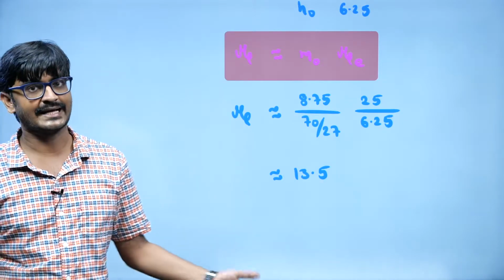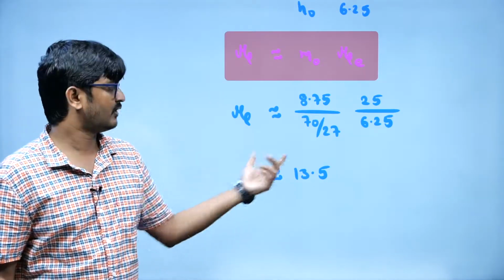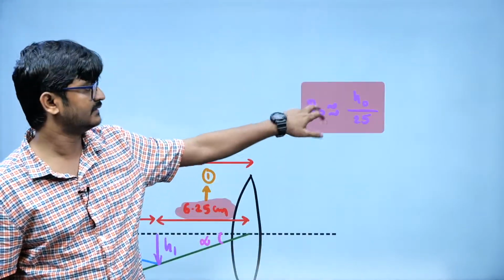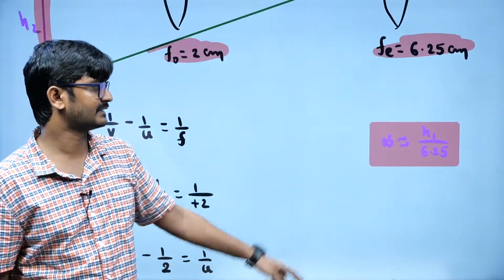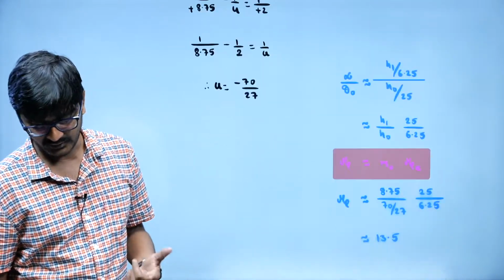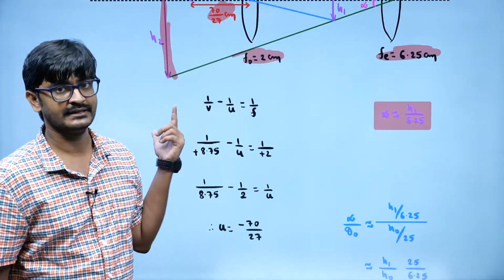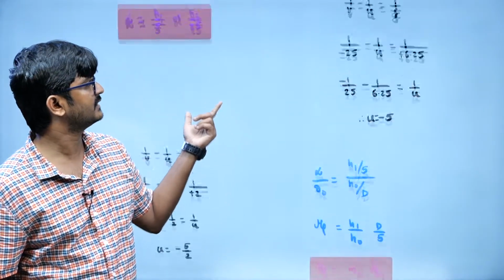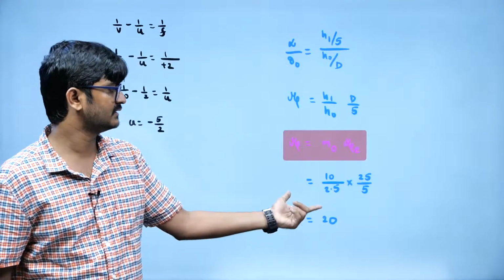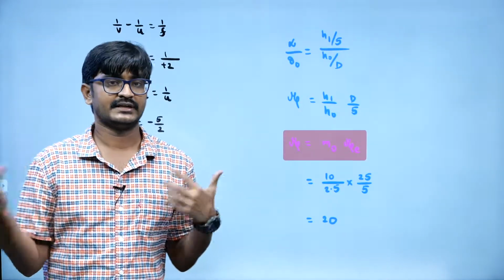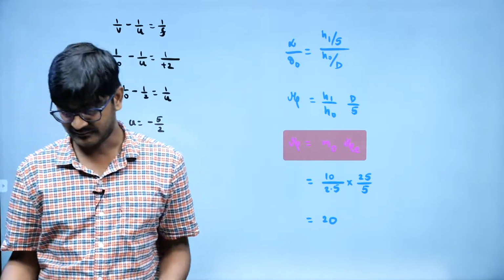So what is the angle subtended? It is 13.5 times more than the angle subtended with the naked eye. Now which is more? When the image is forming at infinity, angular magnification is 13.5. When the image is forming at 25 centimeter, that is the near point, angular magnification is 20. So obviously you can see near point adjustment will give us more angular magnification, right?